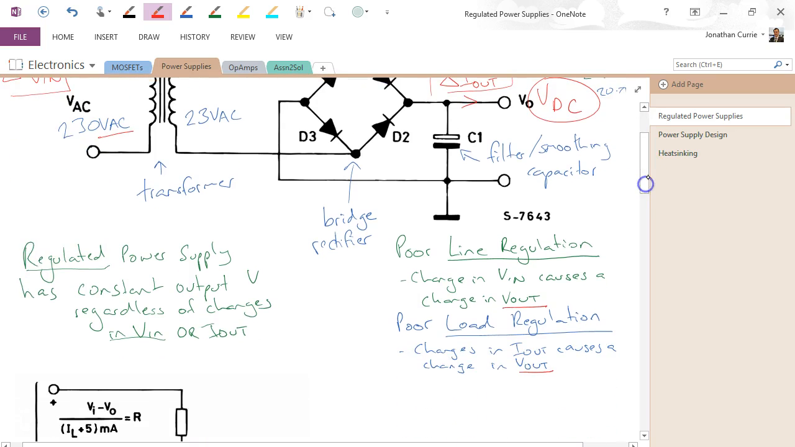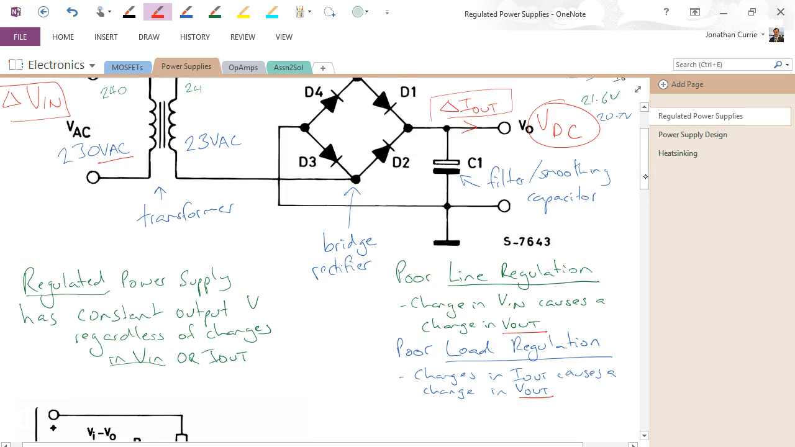So the two terms that you need to know here are line regulation, which relates changes in input voltage to changes in output voltage, and load regulation, which is changes in output current versus changes in output voltage. So those are our two definitions.